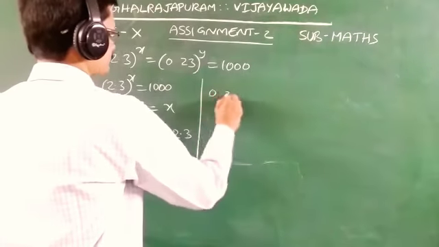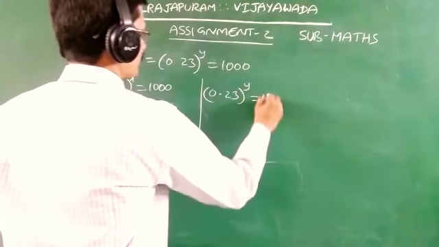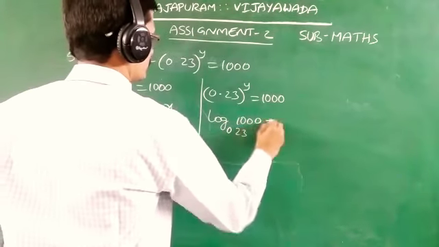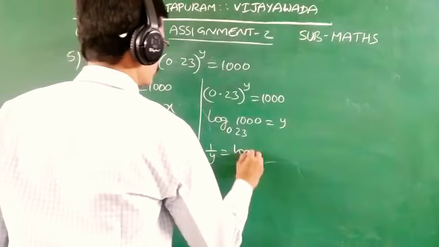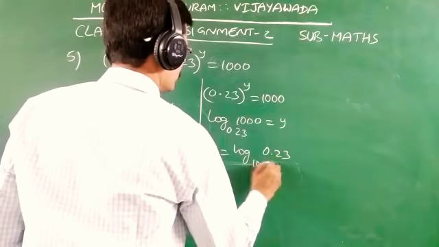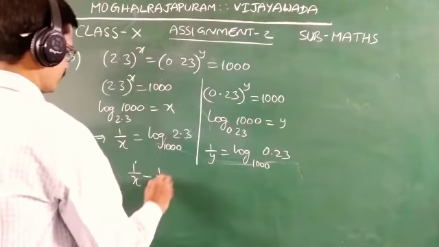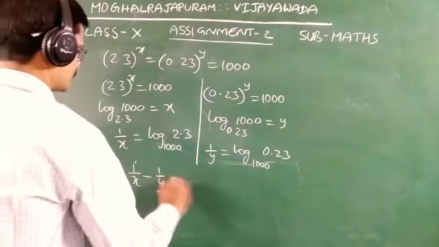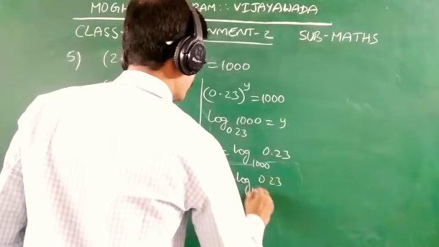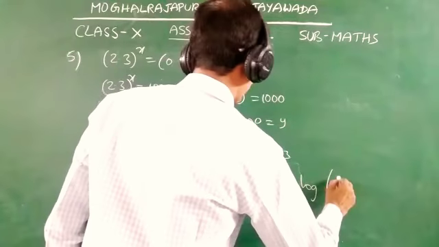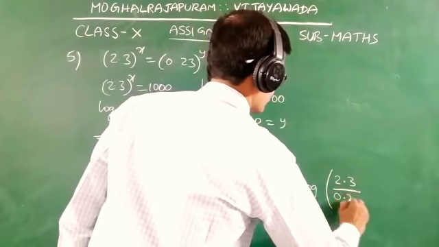Now similarly, 0.23 whole power y is equal to 1000. So log 1000 to the base 0.23 is equal to y. So 1 by y is equal to log 0.23 base 1000. What you have to find out? 1 by x minus 1 by y, is equal to log 2.3 base 1000 minus log 0.23 base 1000. What is the log m minus log n formula? Log m by n. So log (2.3 by 0.23) base 1000.